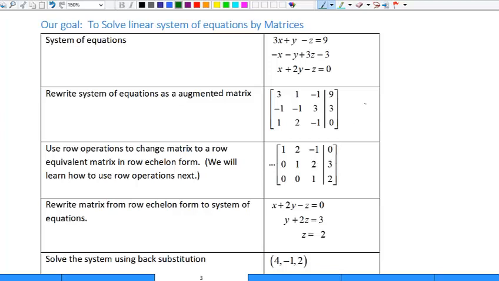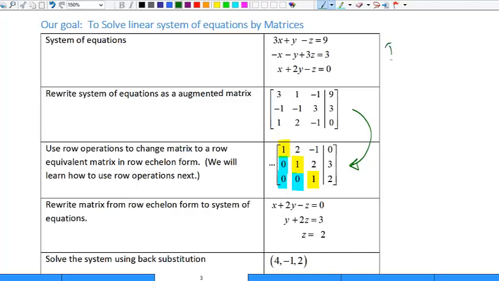We've already practiced that. If I can get this matrix to look like an equivalent matrix, but in row echelon form. Remember, row echelon form is where you have ones down the diagonal, we have zeros beneath them. If I can make the original augmented matrix look like a matrix in row echelon form using row operations, then I can rewrite it in equation form. Then I can use back substitution to solve the equation. So this is the plan.